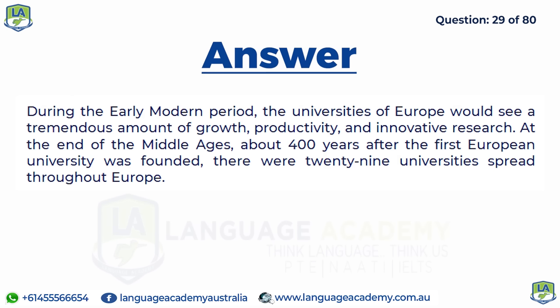During the early modern period, the universities of Europe would see a tremendous amount of growth, productivity, and innovative research. At the end of the Middle Ages, about 400 years after the first European university was founded, there were 29 universities spread throughout Europe.